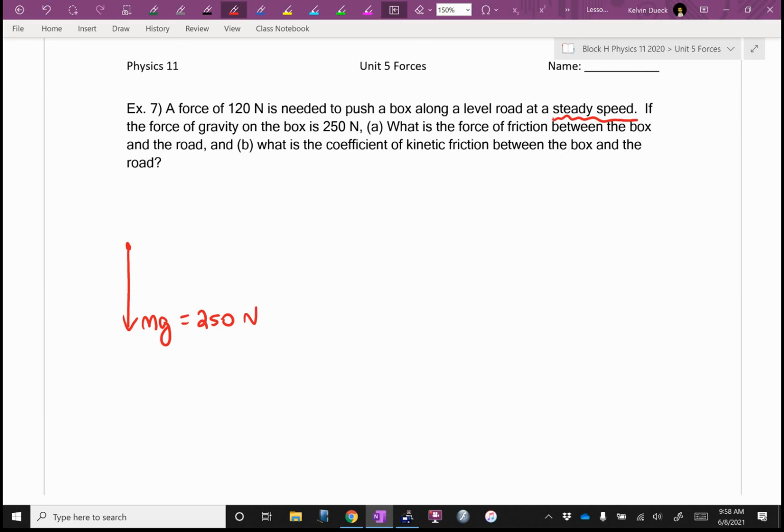Bigger, smaller, or the same size as mg? Is there any hint that there's an extra vertical force in this question? No. Are we on a level road, not on a hill? Yes. Same size. And this time I happen to know it's got to be 250 newtons because they gave me the number. That's convenient. 120, I guess that's the applied force.